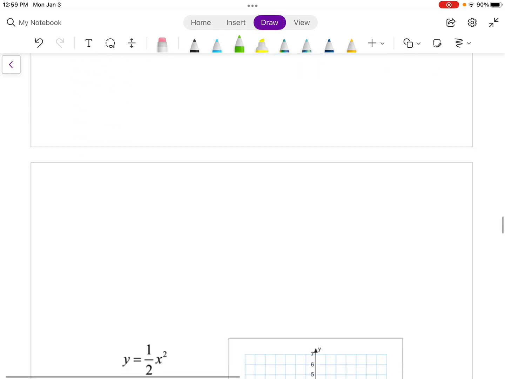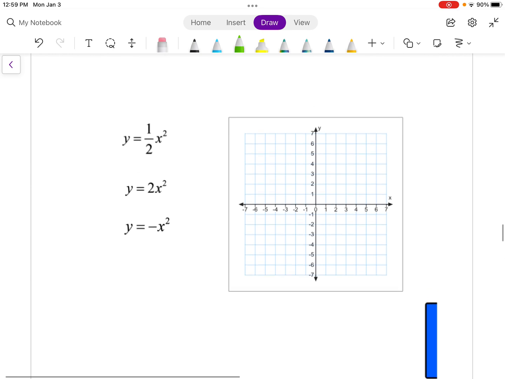The other transformations we talked about, the absolute values, are when you multiply by something. So I can multiply, this one is y equals 1/2 x squared, which means 1/2 times x squared. This is y equals 2 times x squared, and this is y equals a negative x squared. Let's really quick look at these three and figure out what happens here.